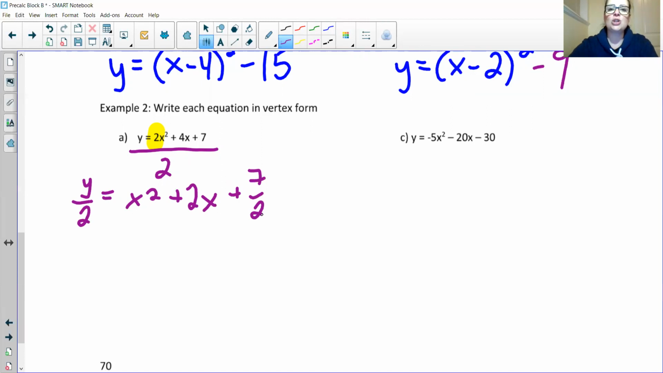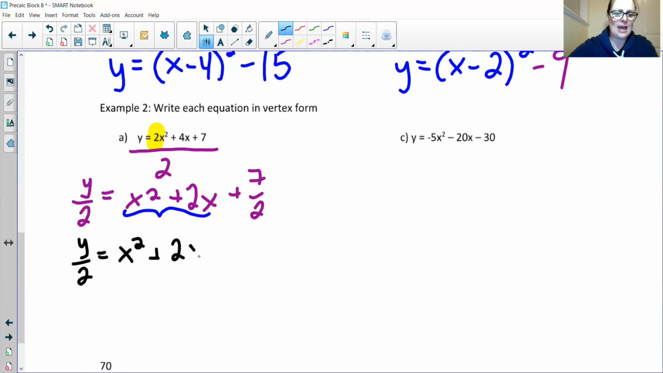All right. So right now, we're going to focus on, again, completing the square for that. So we're going to rewrite it. y over 2 equals x squared plus 2x. And then half of 2 is 1. 1 squared is plus 1. So we're going to subtract 1. And then we're going to add that 7 over 2. I don't know why I made it purple instead of black, but that's what we did.